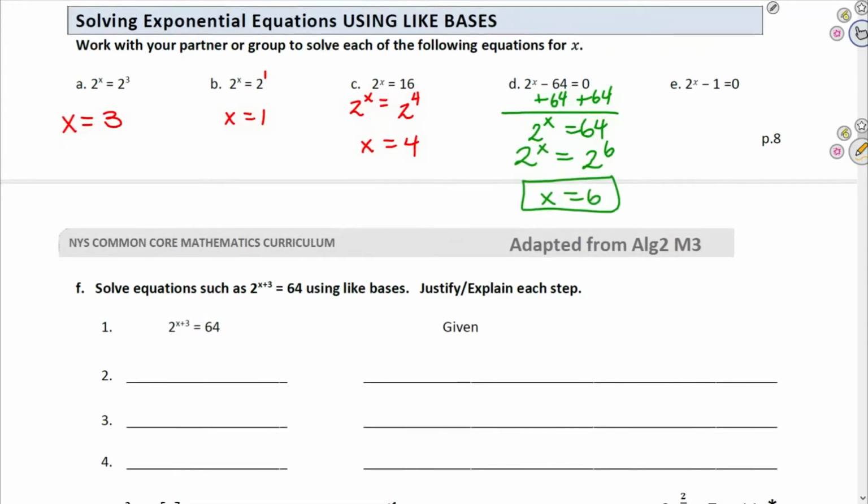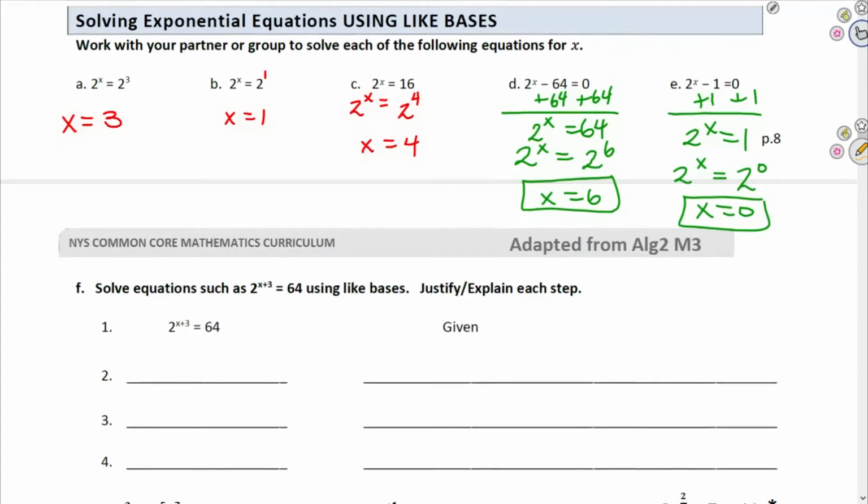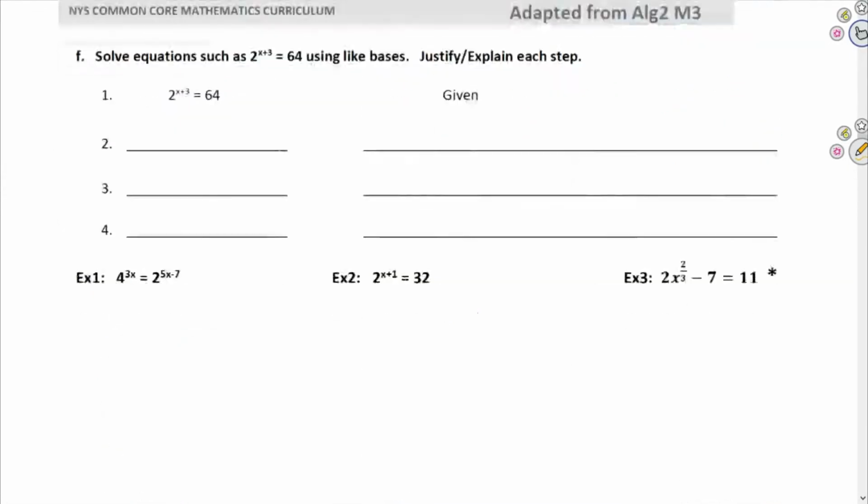Okay? That's very similar to E. I'll add 1 to both sides. 2 to the x equals 1, and I can write 1 as 2 to a power. It's 2 to the 0th power. And so if the bases are the same, then so are the exponents, and x equals 0. Okay, that's really the essence of what we're doing for this first bit, and that is you write them as the same base, and then the exponents must be the same.